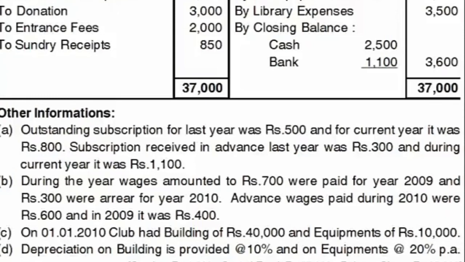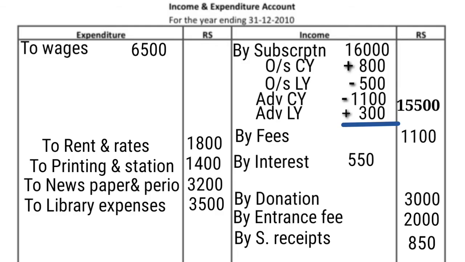So, 2007 is the last year. After that, rupees 300 were added for 2010. That means this year outstanding is rupees 300. First, I will write outstanding for current year and then outstanding for last year. Here, current year outstanding is rupees 300 and last year outstanding is rupees 700.